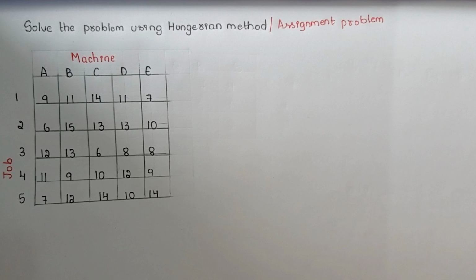So before starting the problem, let's have a brief introduction about this Hungarian method. The Hungarian method or the assignment problem is a special kind of transportation problem. The main objective behind this assignment or Hungarian method is to minimize the time which is required to perform the job by a machine or by an operator. This Hungarian method helps to identify the minimum time to perform a job by a machine or by a person who is known as an operator. Okay, so let's start the sum.